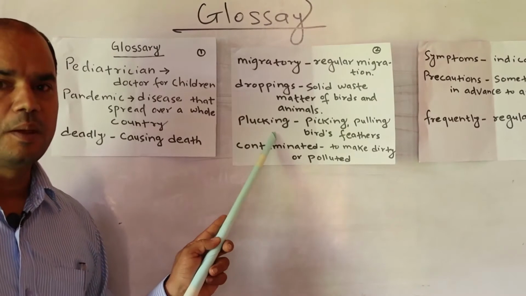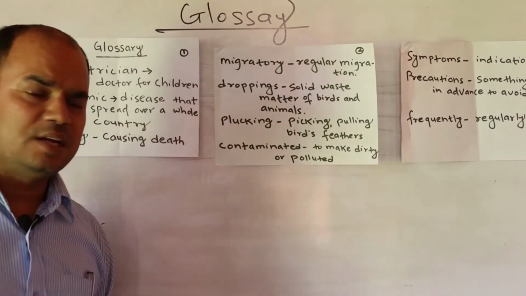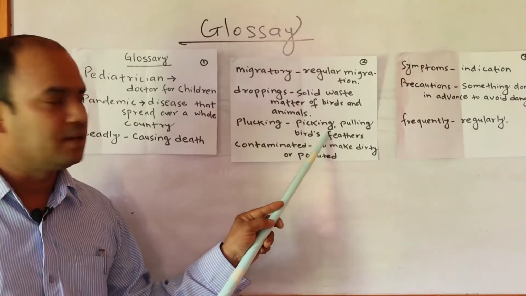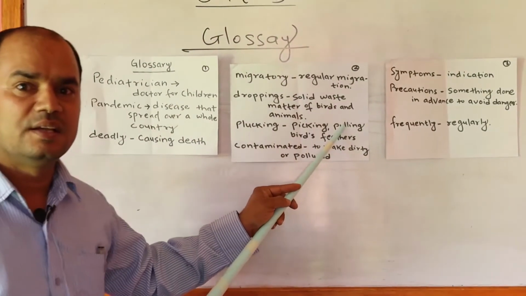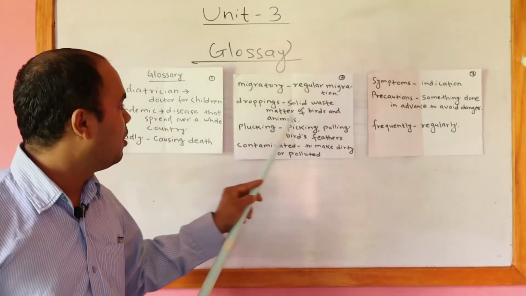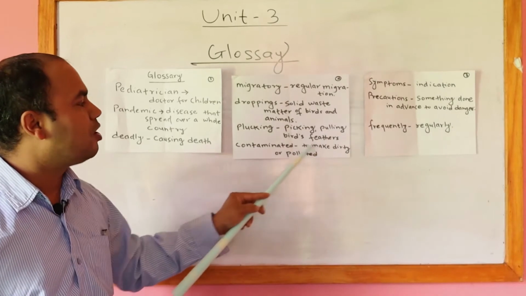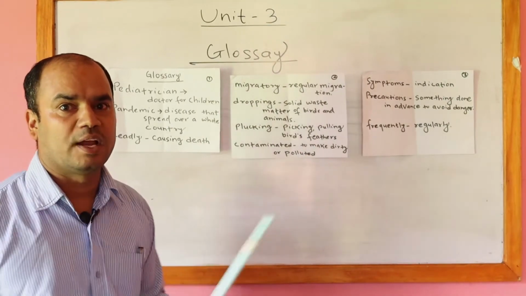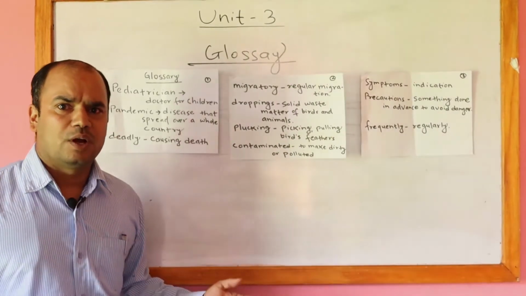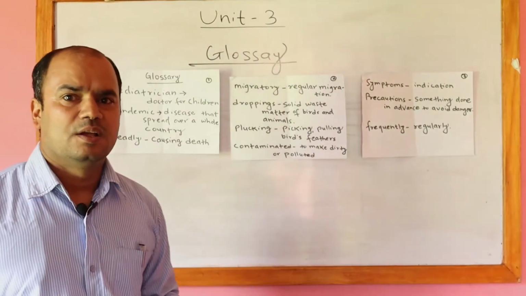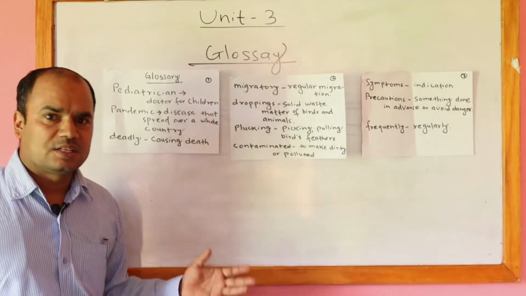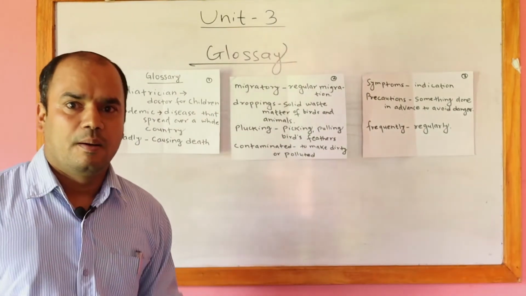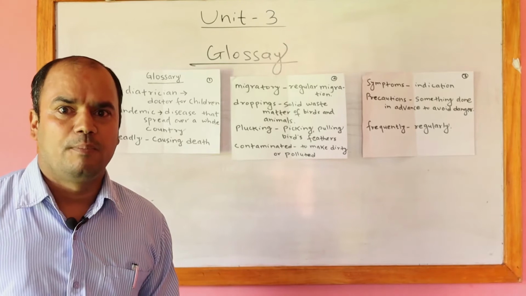And plucking. Plucking means picking, okay, my dear students. Exact meaning of plucking is picking. But according to the text, according to our book, plucking means pulling birds' feathers. You know feathers? Feathers means the covering on the body of birds.